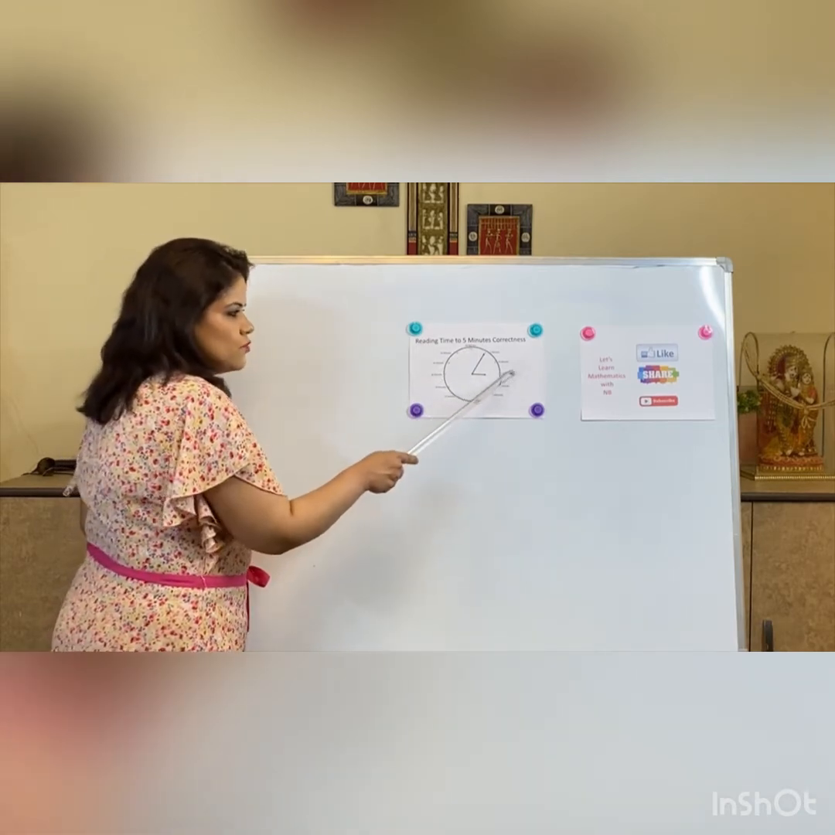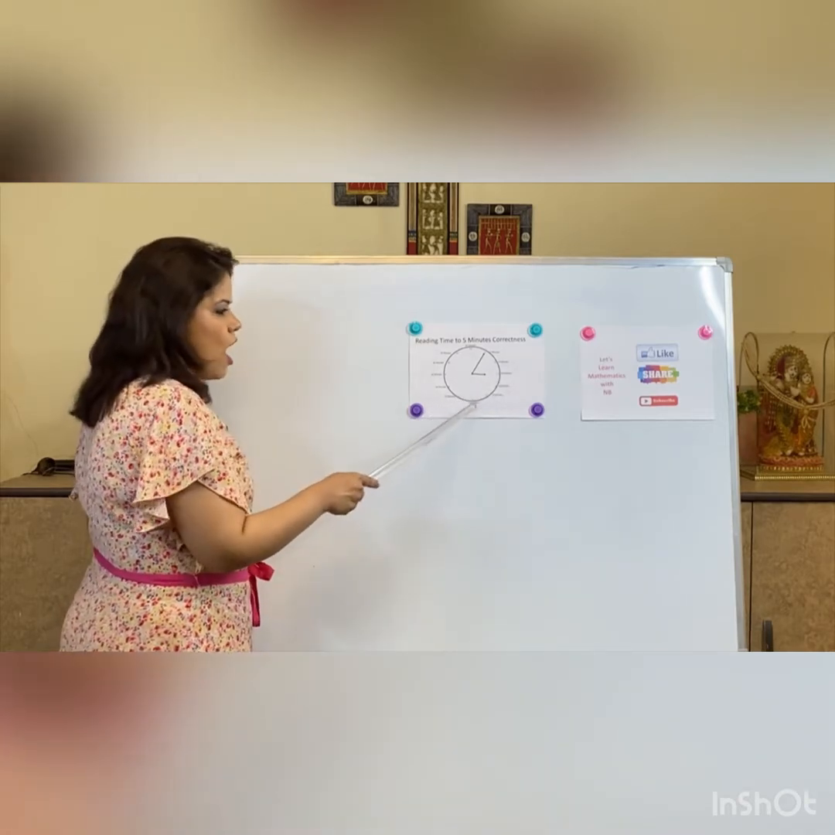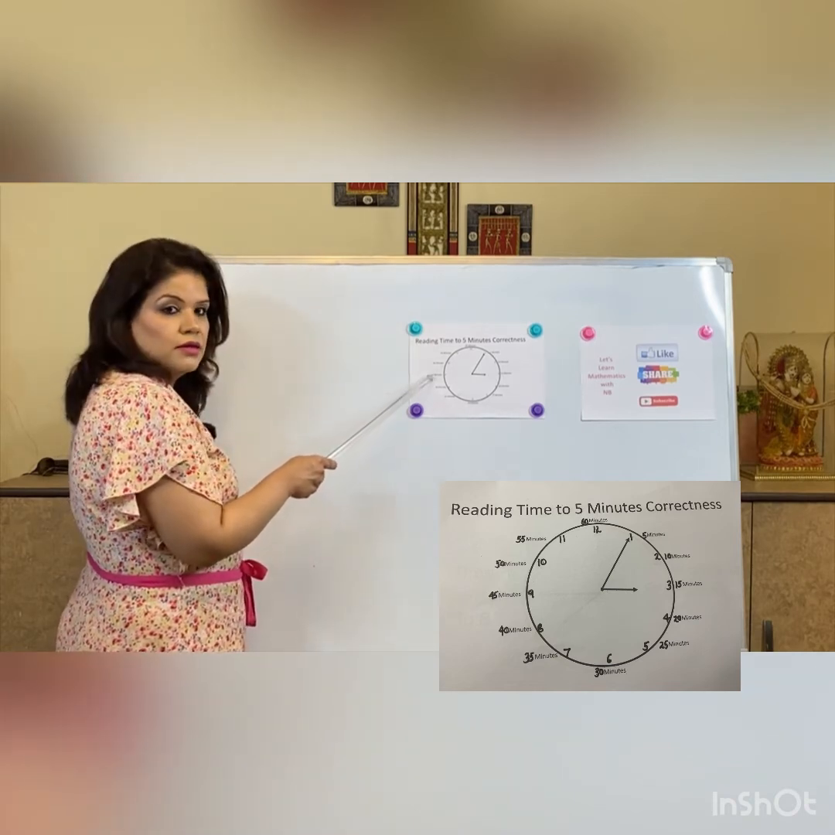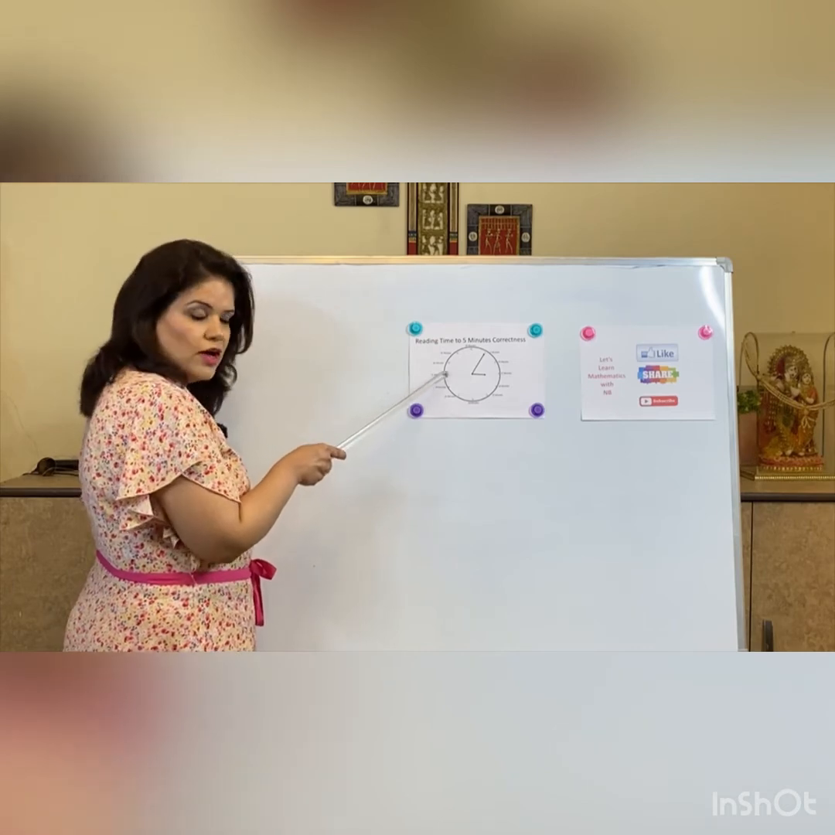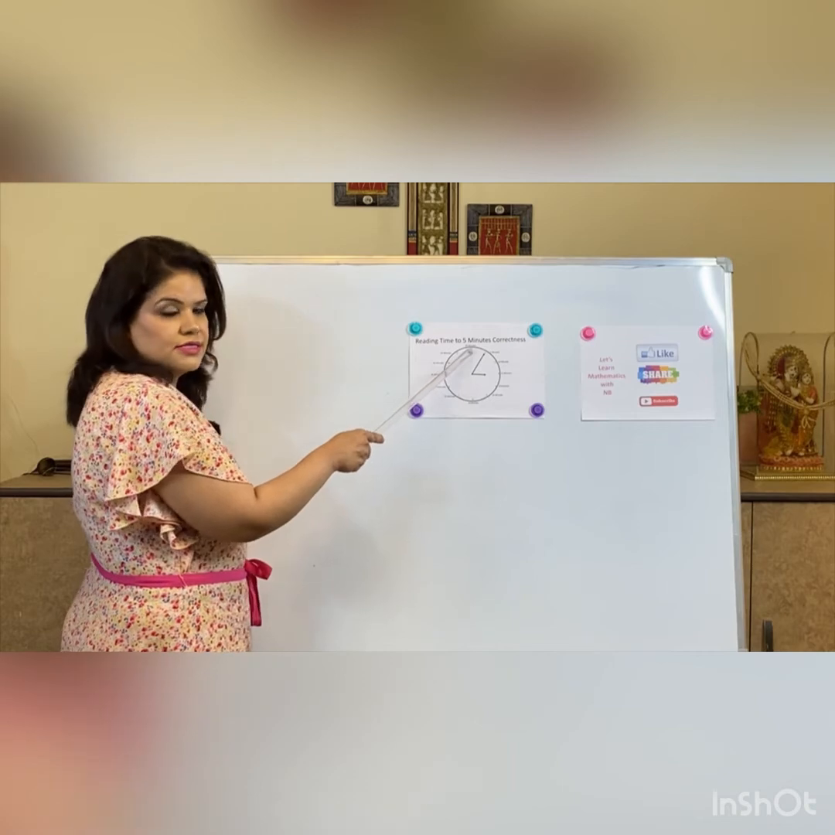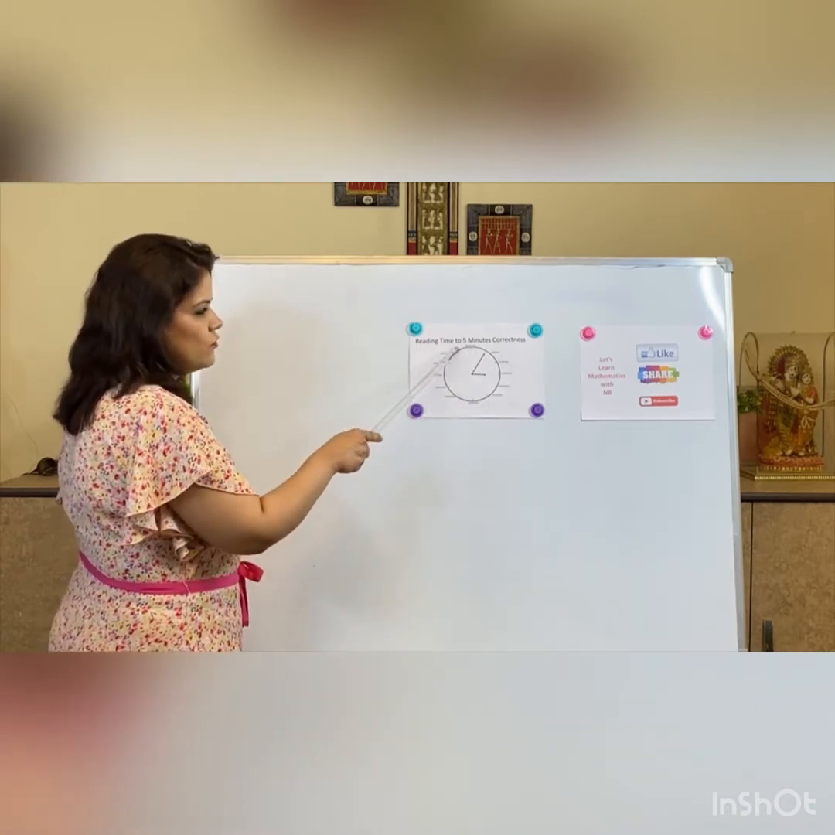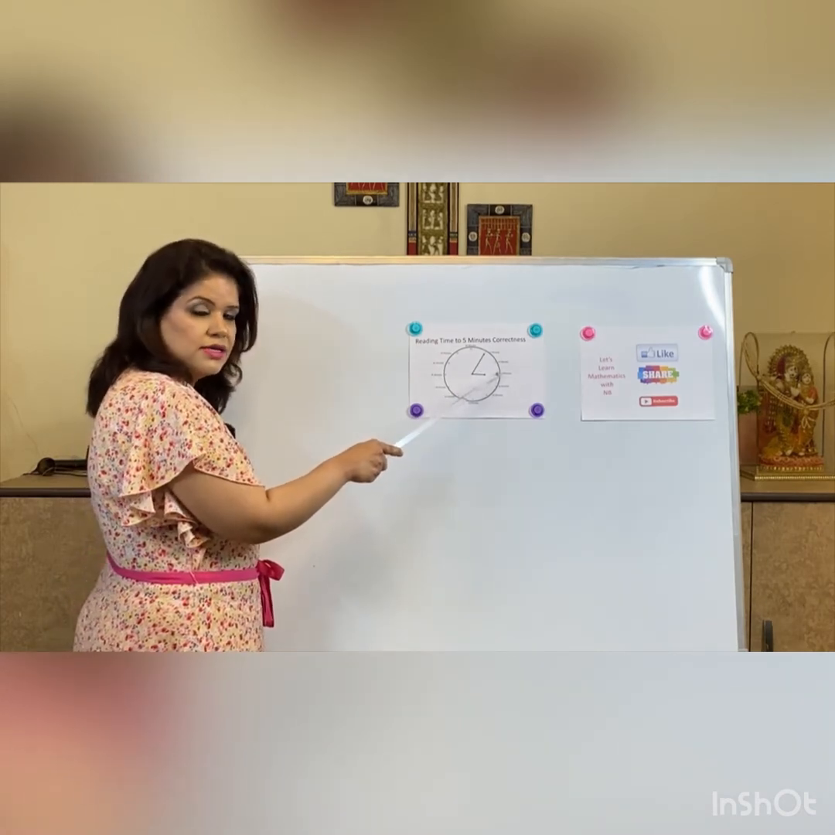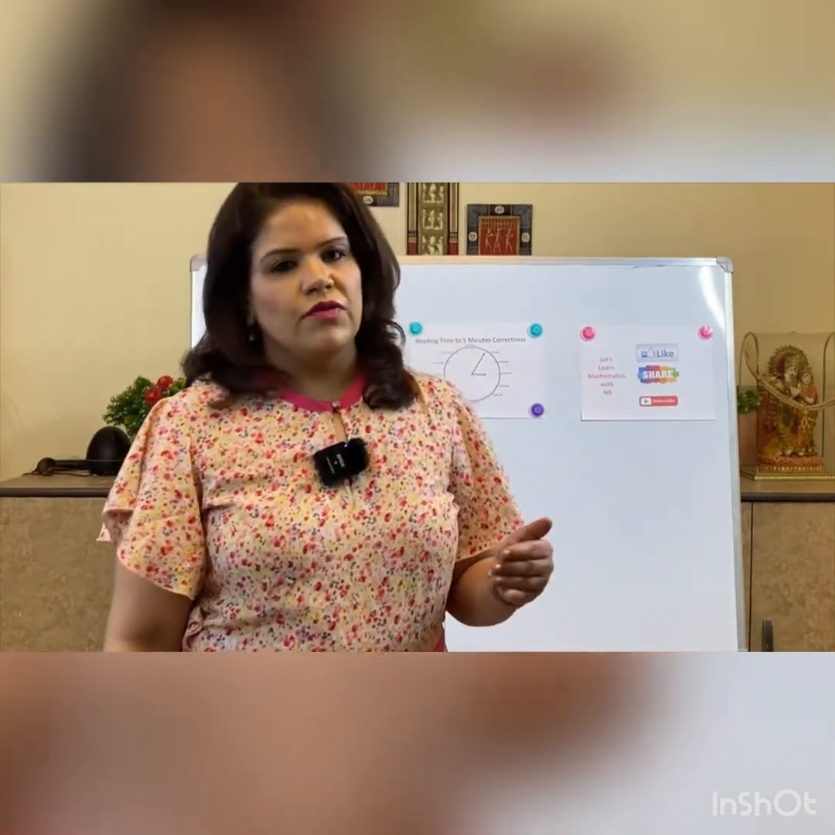Now this was the first quarter. The first quarter gets over at 15 minutes. Half past means 30 minutes. The last quarter will start at 45 minutes, and the clock will complete the round at 60 minutes. So in this way we read using the table of 5: we decide at which number the minute hand is, and we multiply that number with 5, and that many minutes we will get to know.